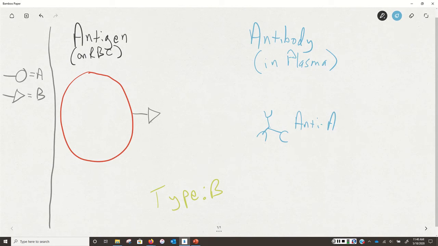So type B blood has the B antigen and the anti-A antibody. So what you're seeing is the antigen is the blood type. The antibody is the opposite of the blood type. Whatever antigen they have, that is their blood type.